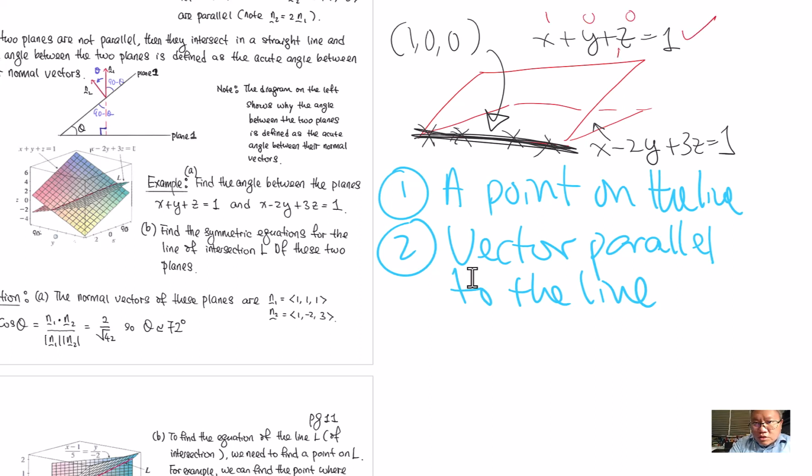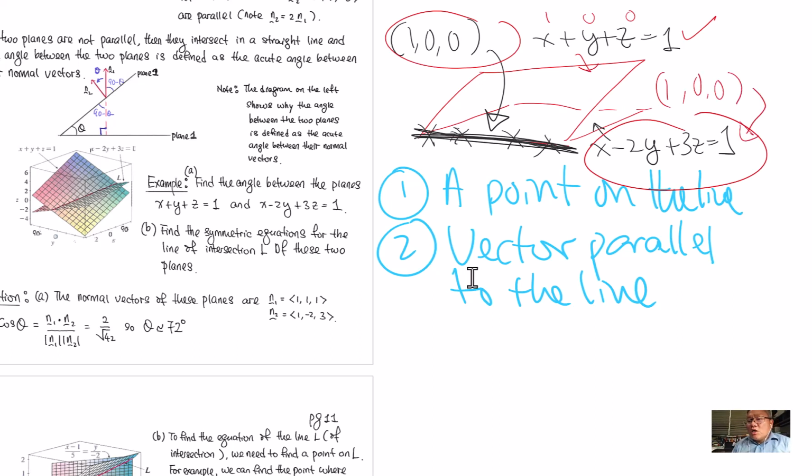Solve this plane equation. That means that (1, 0, 0) is on this plane, and (1, 0, 0) is also on this plane right here. So (1, 0, 0) is common to both planes, so it will fall on the line, the intersecting line, right? So we now know that (1, 0, 0) is on the line. So that's one of it. So (1, 0, 0) is on the line.